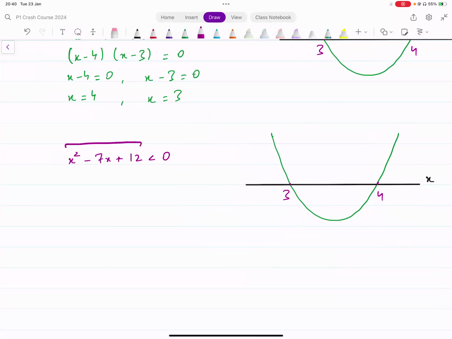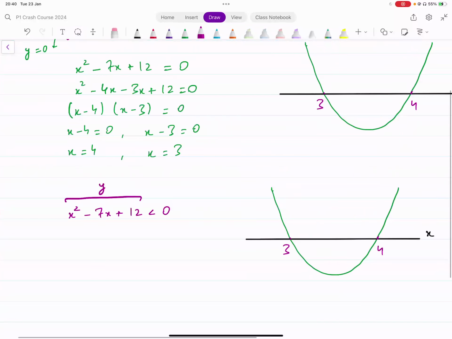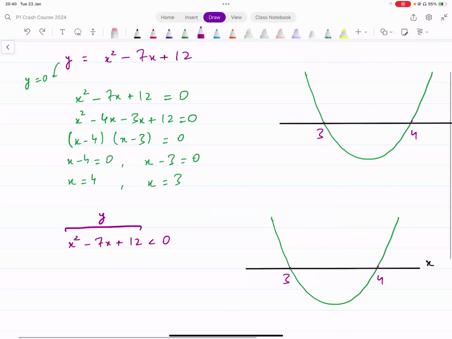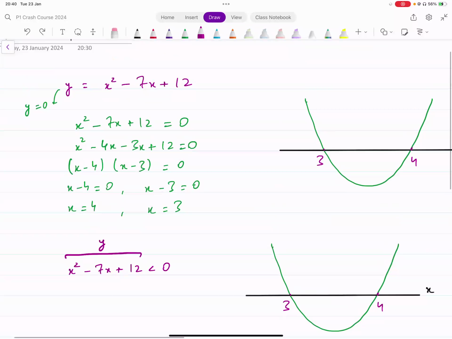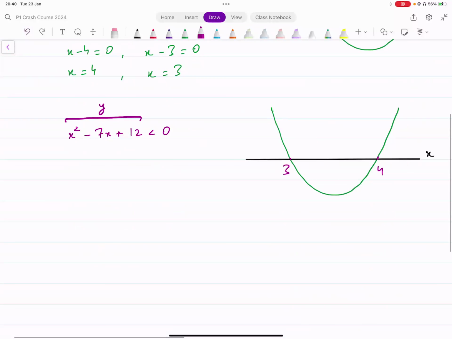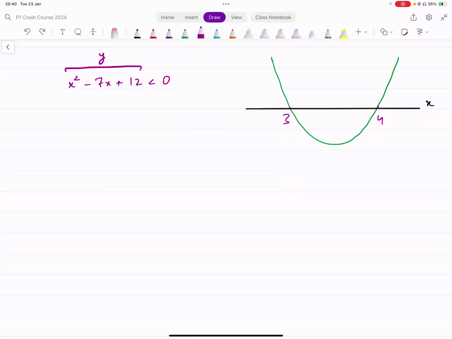This is the function, right? This is what y was. Y was equal to this. We are saying when is this function less than 0? That means when is the y value of this function less than 0? Earlier we were saying when is the y value equal to 0? That was giving us these 2 points. Now we know y value is equal to 0 at these 2 points. But when is y value less than 0?